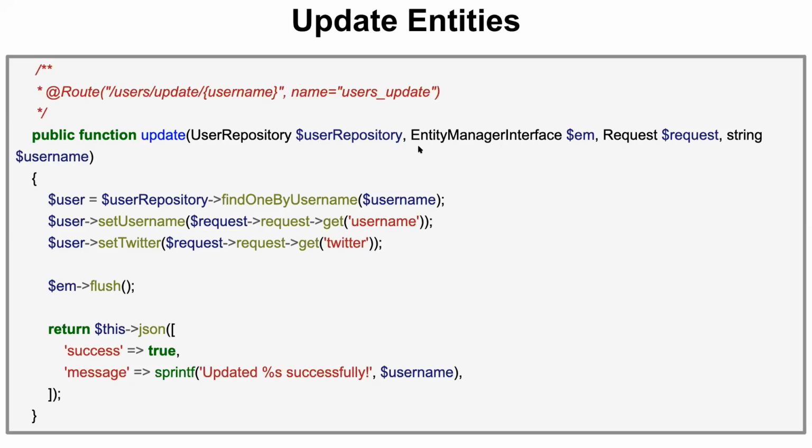And we inject the request because we want to get the username and Twitter handle that we want to update the user record to in the database. And we inject the entity manager because once we call these setters on the user entity, Doctrine internally knows about this user object because I fetched it from Doctrine. And when I call flush, it's going to know that the username property and the Twitter property have changed. And it's going to result in an update statement that changes the username column and the Twitter column to the values that got passed through the request.